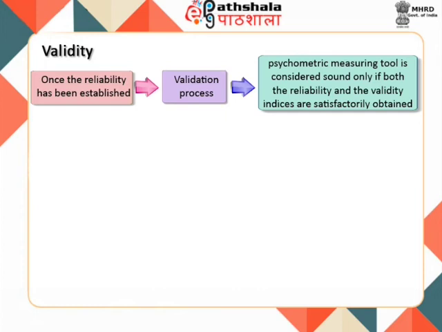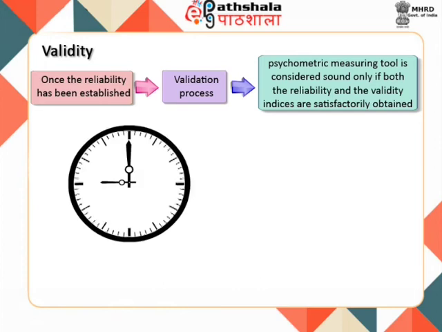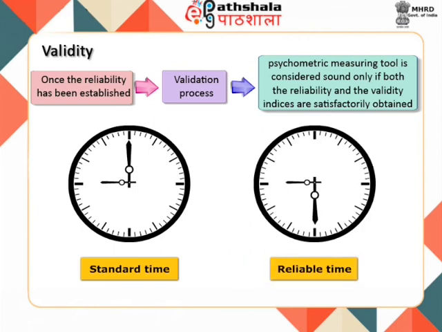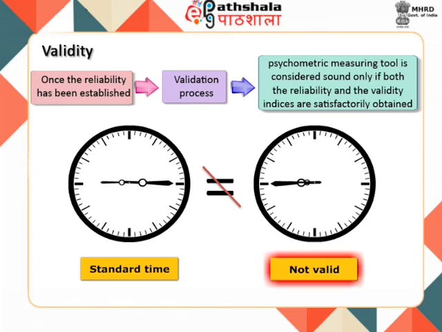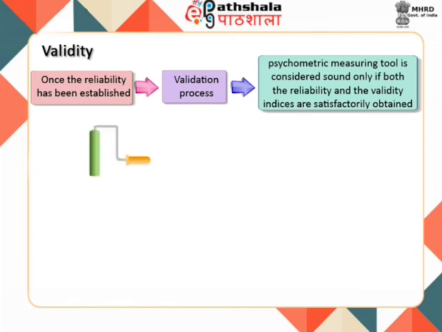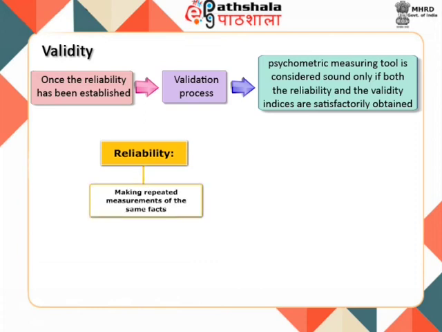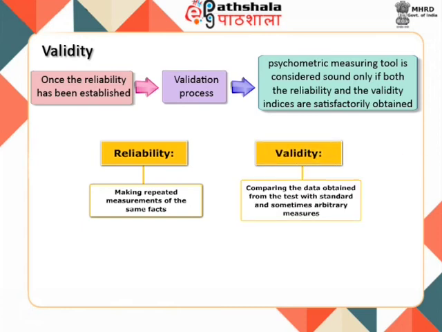At this point, a distinction needs to be made between validity and reliability. Suppose a clock is set forward by 30 minutes. If the clock is a good timepiece, the time it shows will be reliable, that is, consistent, but will not be valid as judged by standard time. The reliability of a test is determined by making repeated measurements of the same facts, and validity is found by comparing the data obtained from the test with standard and sometimes arbitrary measures.